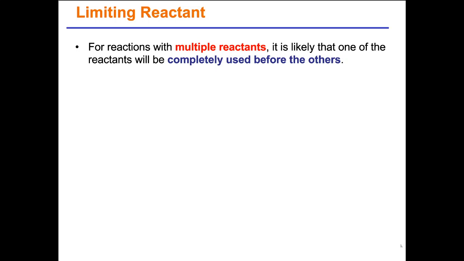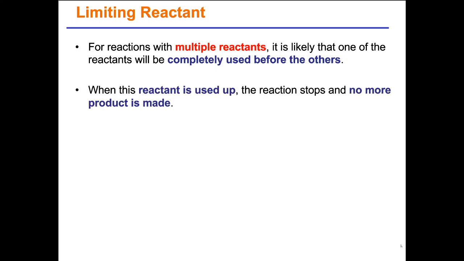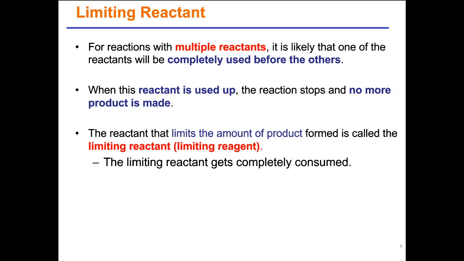But suppose we have multiple reactants. Most commonly when you look at chemical equations, you are dealing with multiple reactants. So it's likely that one will be completely used before the other. When this reactant is used up, the reaction stops and no more product is made. The reactant that limits the amount of product formed is called the limiting reactant, or also limiting reagent.